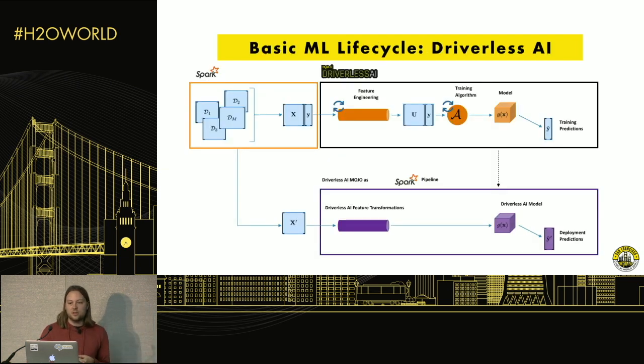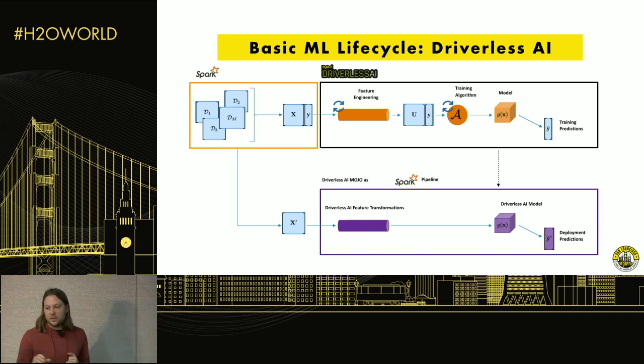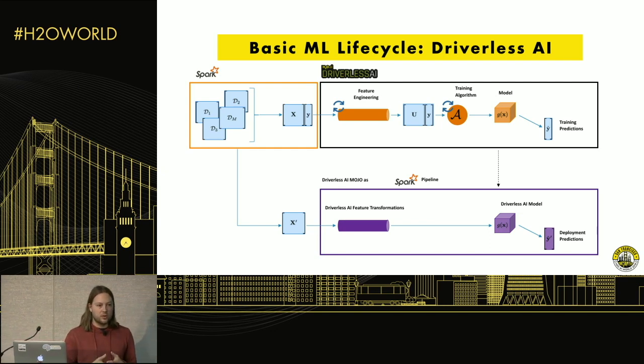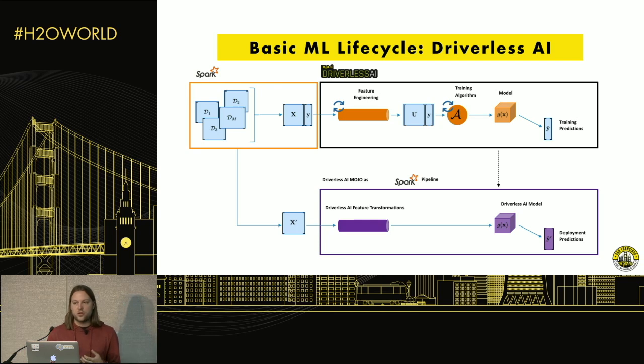How does the abstract lifecycle look in terms of Driverless AI? We use Spark just for data preparation right now, and we use Driverless AI for both feature engineering and training the model. And again, for deployment, we can use the same Spark pipeline, which we create from the offline training, and put it in production, again, on Apache Spark.